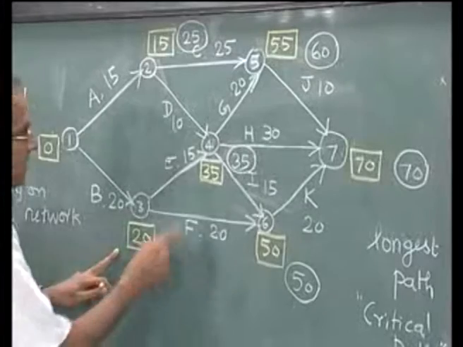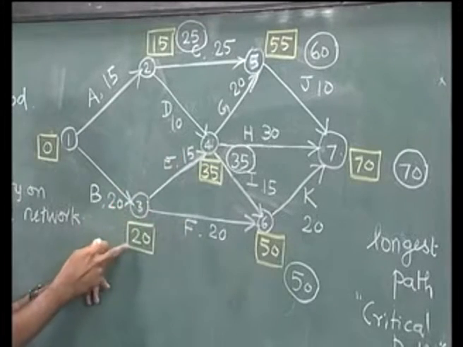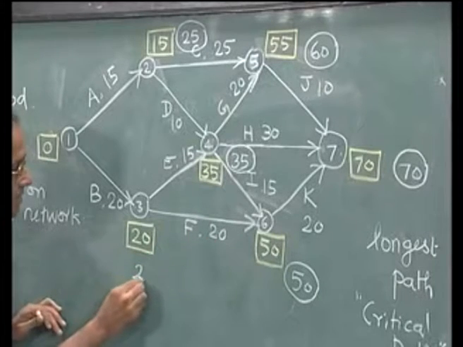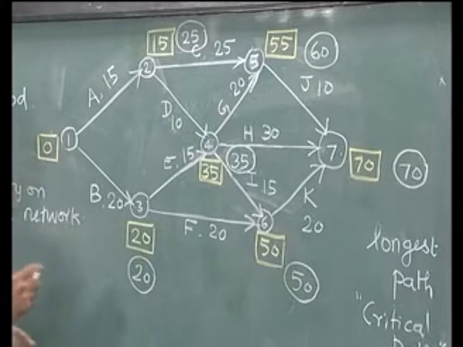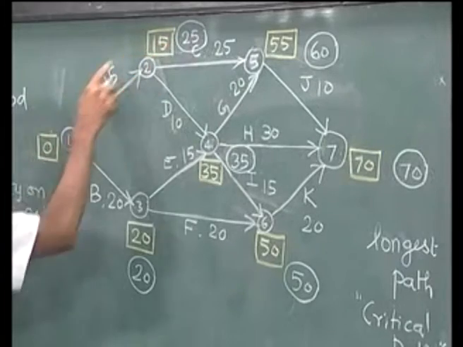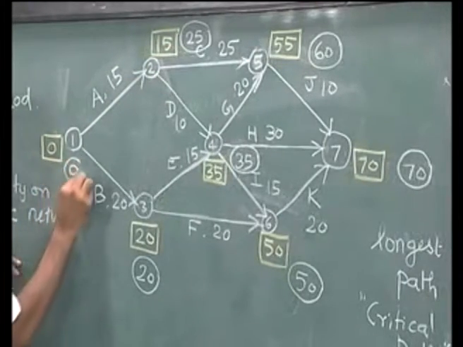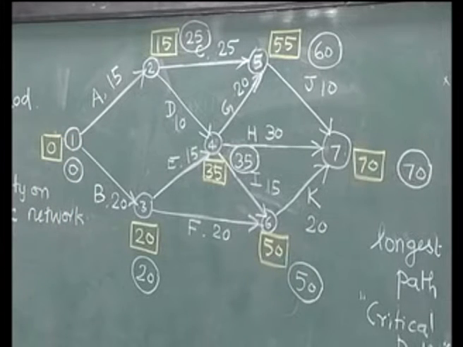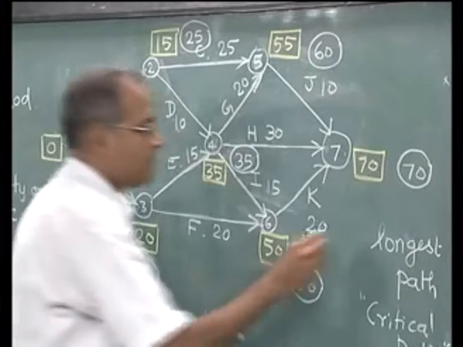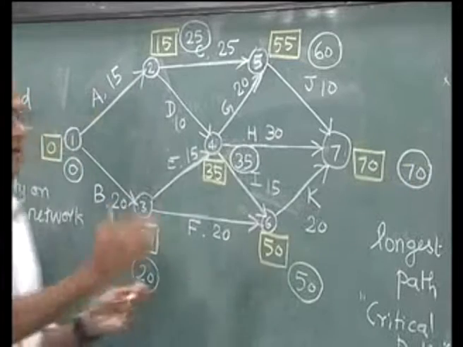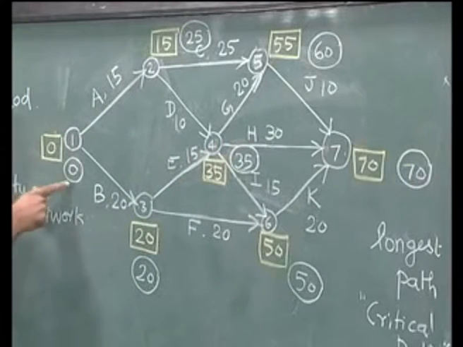For this, it is 35 minus 15, which is 20, and 50 minus 20, which is 30; the minimum was 20. And for this, 25 minus 15 is 10, 20 minus 20 is 0, and the minimum is 0. So, we have completed the backward pass as well. When we started the backward pass with the number 70 and proceeded backwards, we were able to get 0, which was this.